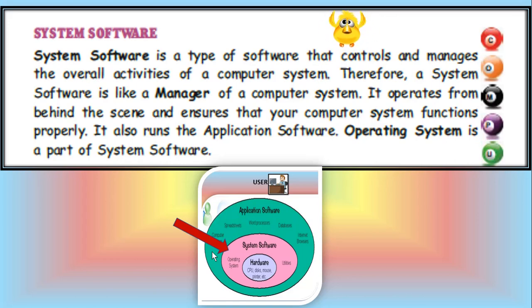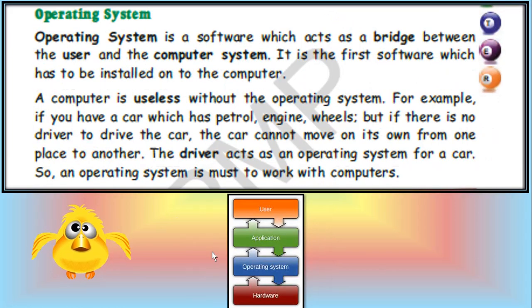Operating system is a part of system software. In this diagram, you can see the red arrow pointing toward the system software. Operating system. Operating system is a software which acts as a bridge between the user and the computer system. It is the first software which has to be installed onto the computer. A computer is useless without the operating system.